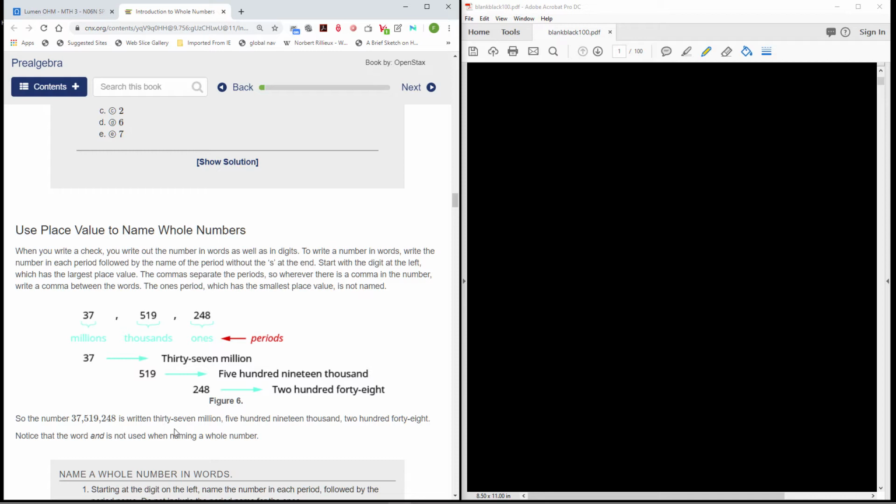Now, when we name whole numbers, we name them after the periods. So if we have 37,510,248, the numbers are named after the period. You see that 37 is going to be in the millions period. 519 is in what period? The thousands period. And the 248 is in the ones period.